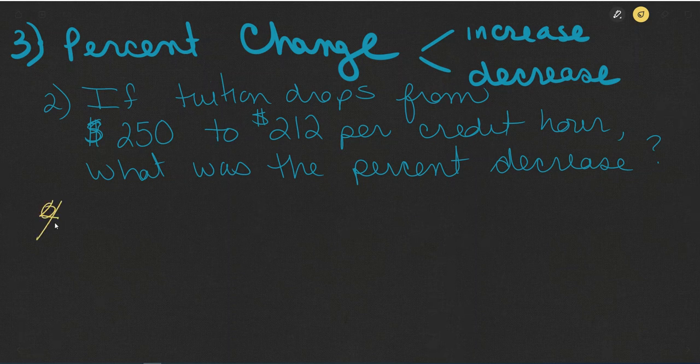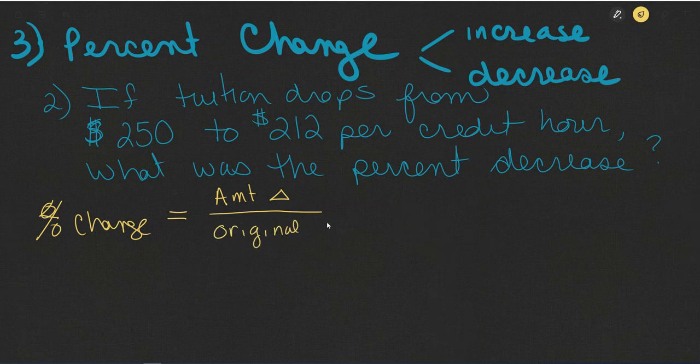The percent change is going to be the amount of change. I'm going to use this triangle as a math symbol for change. It's a common symbol that we see for change. So this is the amount of change over the original amount. So you simply need to start by understanding which of these numbers was the original tuition and how much did it change. Well, the amount of change looks like it's 250 minus 12.